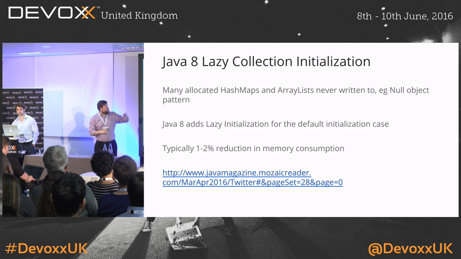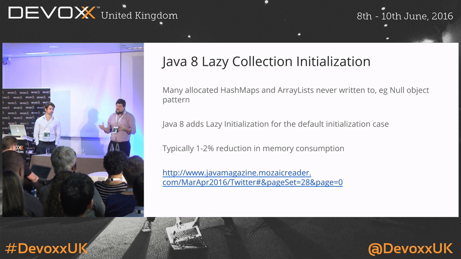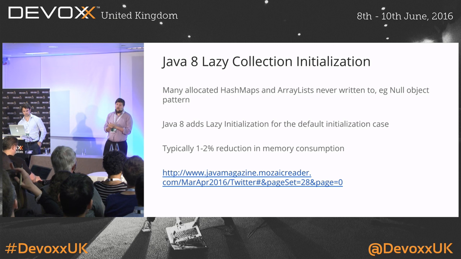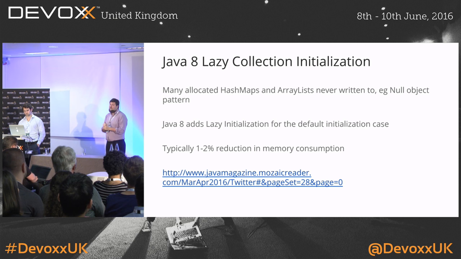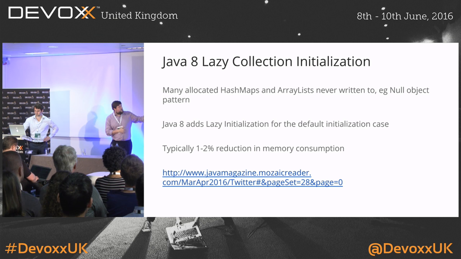So there's quite a nice optimization that starts, as of Java 8, lazily initializing the backing data stores in several of these collection classes. So ArrayLists, for example, have a backing array behind them, and as of Java 8, that gets lazily initialized. So if you don't add anything into the ArrayList, there's no array backing it. And the same thing with HashMaps. The backing entry table in the HashMap doesn't get allocated until you actually put something into it. Now, it turns out that this actually saves about 1% to 2% of memory consumption, because there are lots of times when people have empty hash maps lying around in their API.